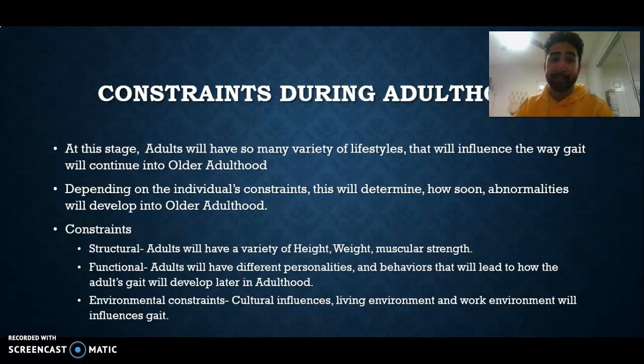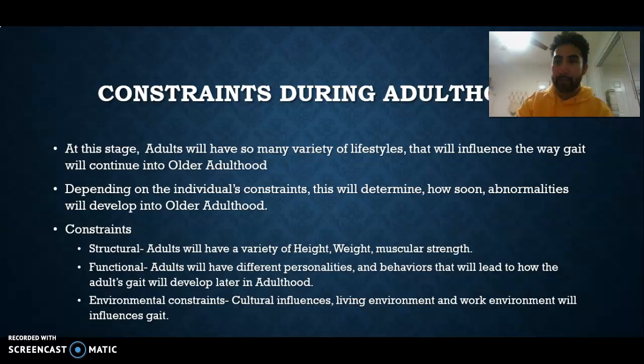Going back to constraints, at this stage adults will have a wide variety of lifestyles that will influence the way gait will continue into older adulthood. Depending on the individual's constraints, this will determine how soon abnormalities will develop when they reach older adulthood. Structural constraints are very important in development because adults will have a variety of height, weight, and muscular strength. Functional constraints are a big thing because adults will have different personalities and behaviors that will lead to how the adult's gait will develop in later adulthood.